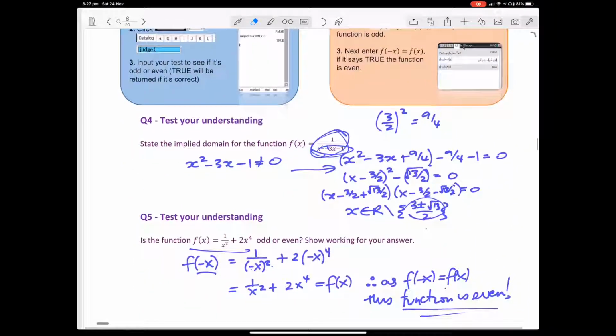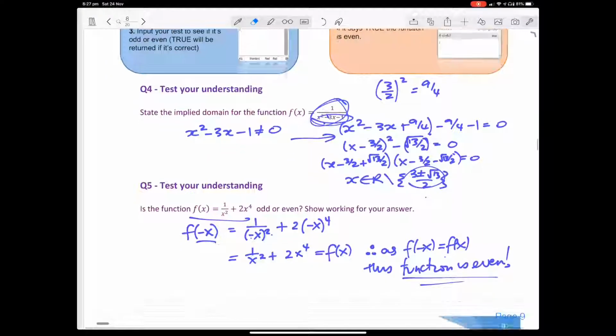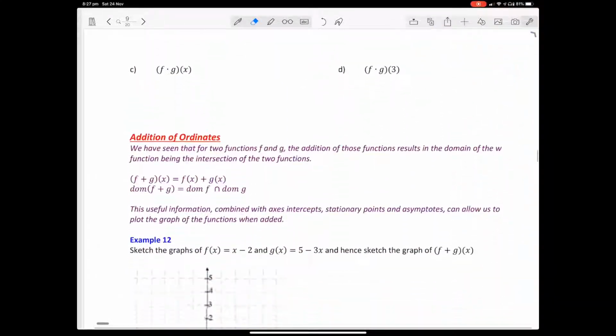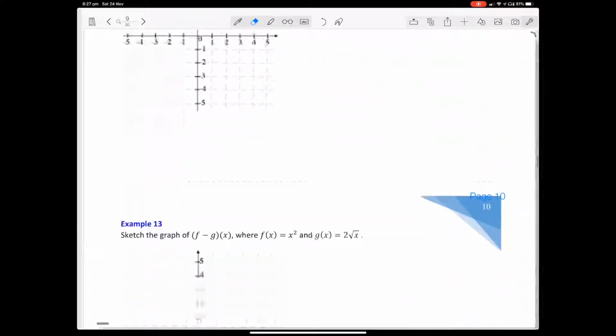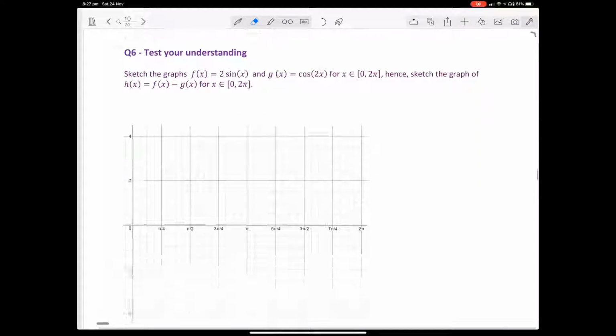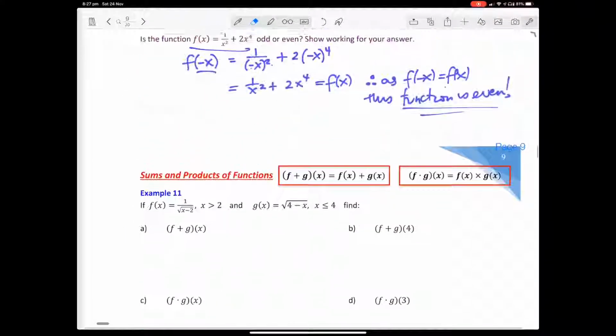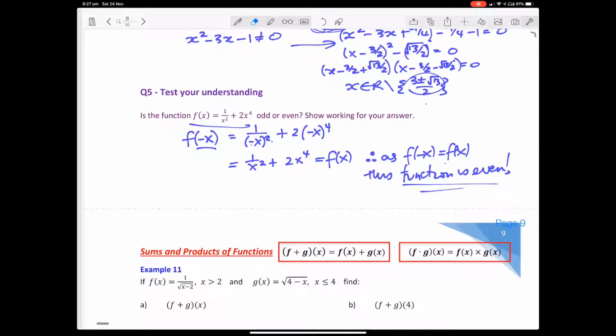Okay, I'll be back soon with sums and products of functions, and it's very important that you know your domains and ranges for that topic and everything later on.